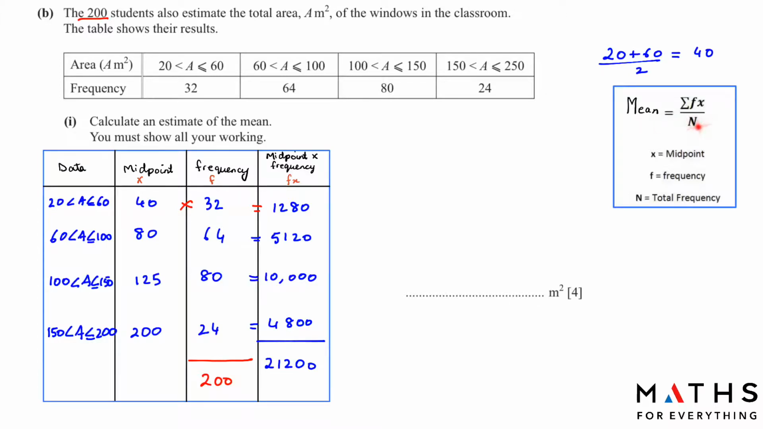To find the mean, we write the total of the midpoint multiplied by the frequency, that is 21200, and divide by the total frequency, which is 200. And this will give you 106. This is an important question. Write down the formula and understand it. It's a 4-mark question. It's usually repeated.